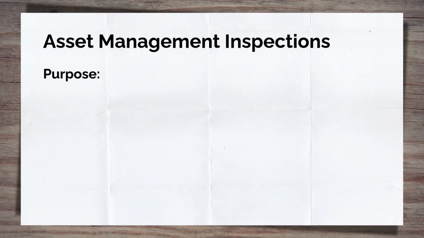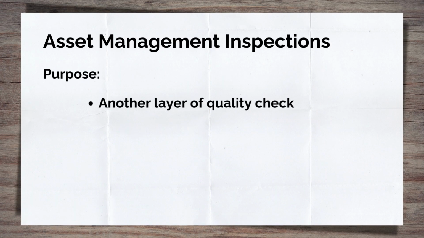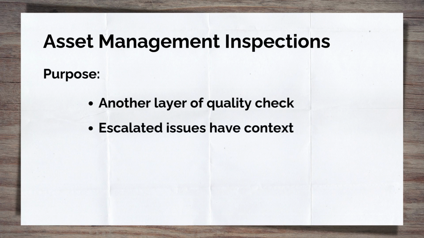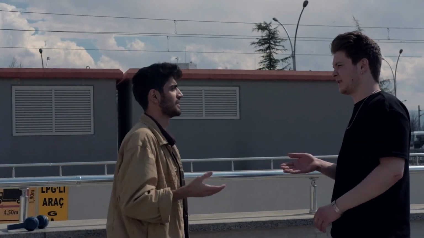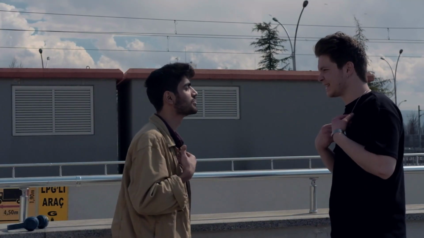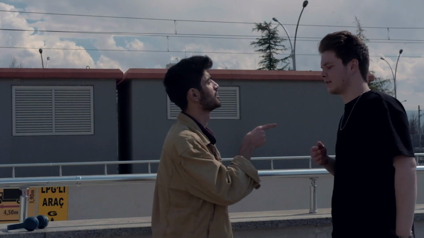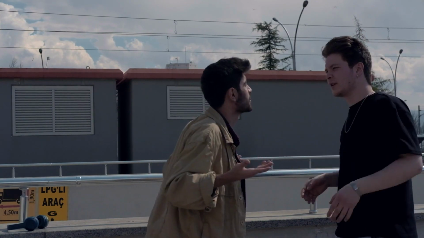These inspections are another layer of checking on the quality of inspections and work being undertaken by the maintenance organisation overall. Escalated issues then have context. When issues are raised, it is useful for people such as asset managers to have some knowledge of the area and maybe the background to understand the broader situation.